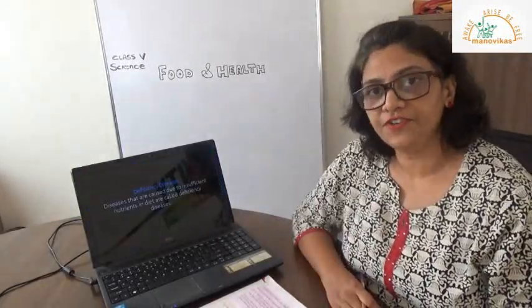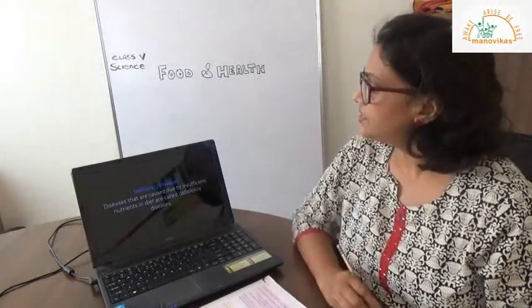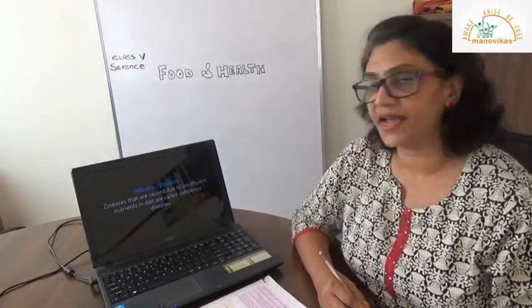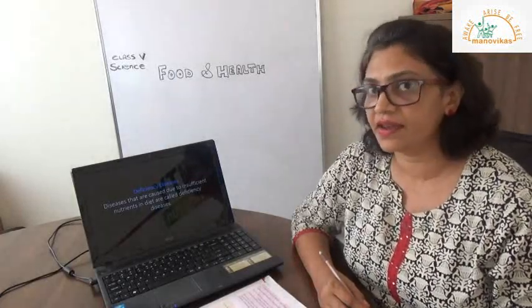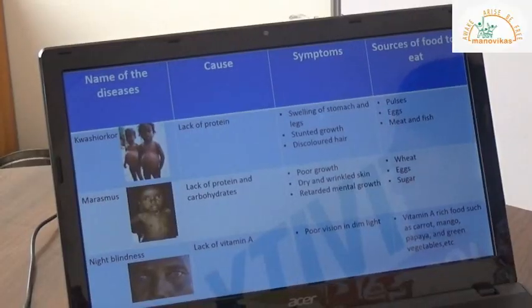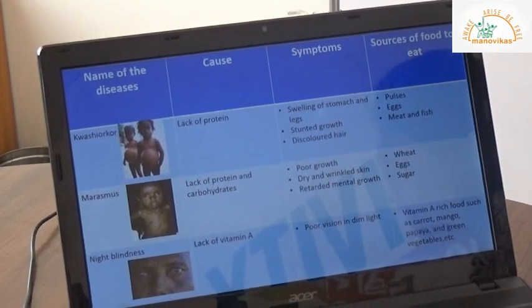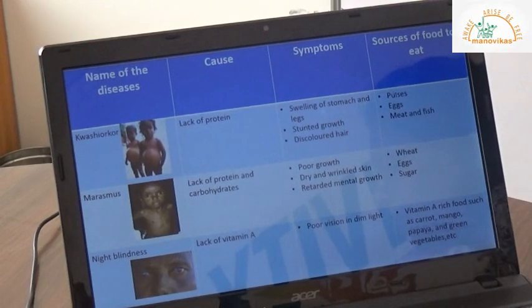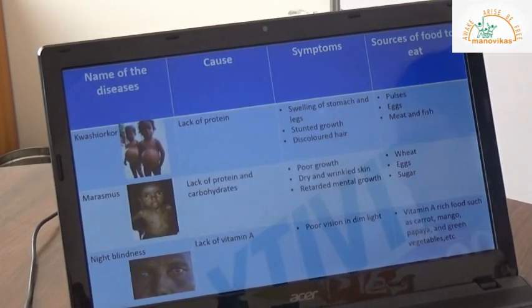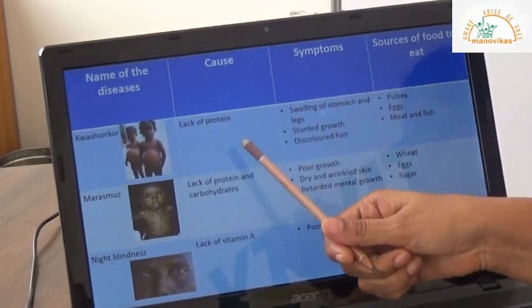Next, we come to deficiency diseases. Deficiency diseases are diseases that are caused due to insufficient nutrients in our diet. The first deficiency disease. Open your textbooks to page 38. The first one is Kwashiorkor disease. This is a disease that is caused due to lack of proteins.